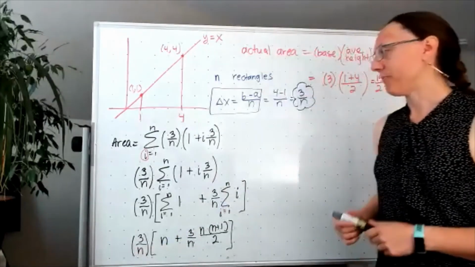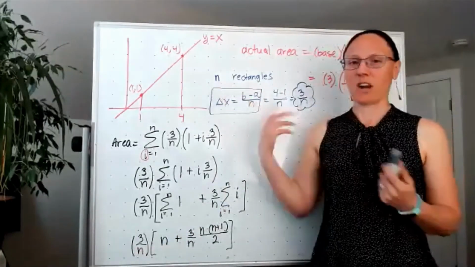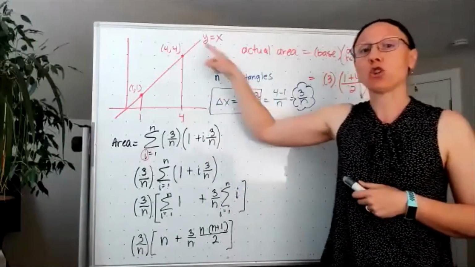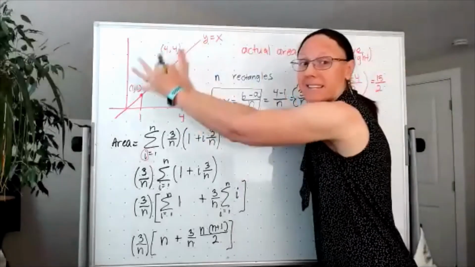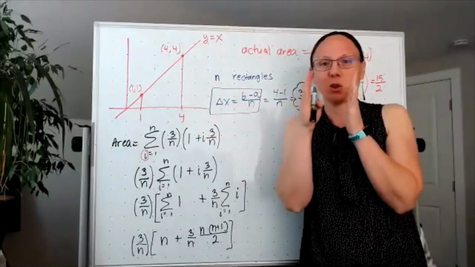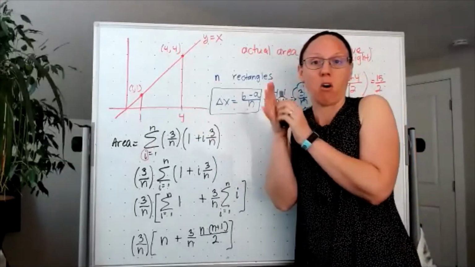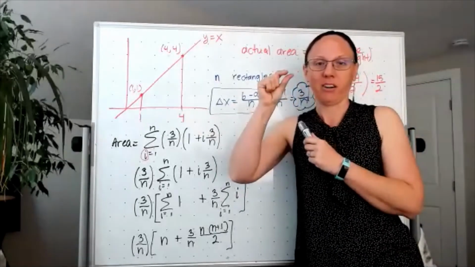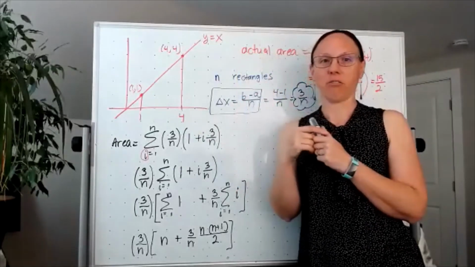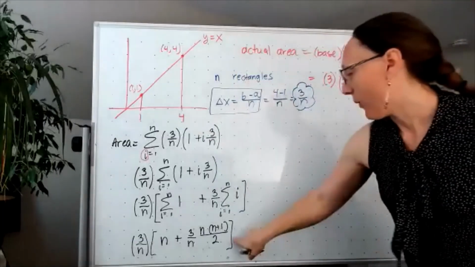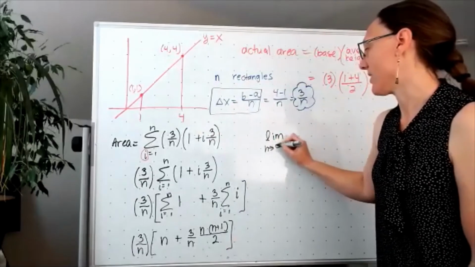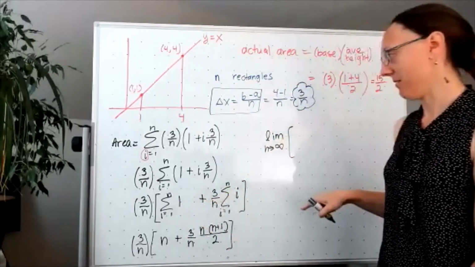So if I look at this, now I said that we were doing this for n rectangles, and n could stand for anything at all. But if I want to find the true, actual, correct area, then I have to put an infinite number of rectangles in there so that the width of each of them becomes so small that there is no error between our rectangle area and the area under the curve. So now that we have this expression, I'm going to take the limit as n approaches infinity of this thing.